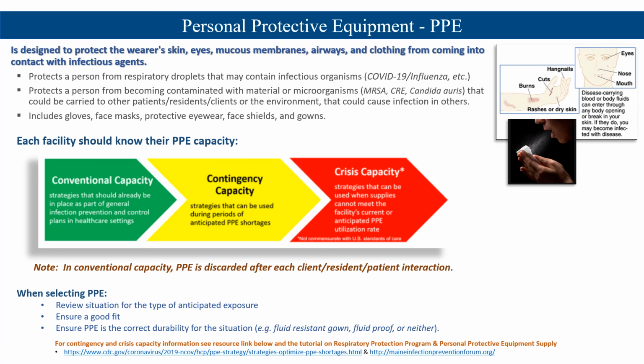Then you want to ensure that PPE is the correct durability for the situation. And some examples of this might be, if you're looking at your gowns, do you need a fluid resistant gown? Do you need fluid proof, or do you need either? So in summary, really look at this as an overall, make sure your staff understand the importance of knowing what type of PPE to use in what situation, understanding that you need to know your current PPE supply and how to account for any supply issues and what strategies to implement, and that staff understand this process.